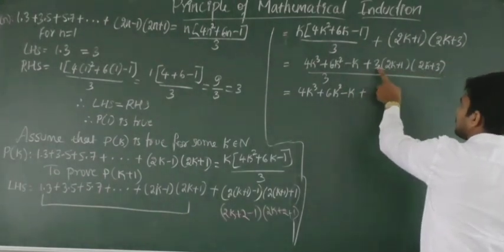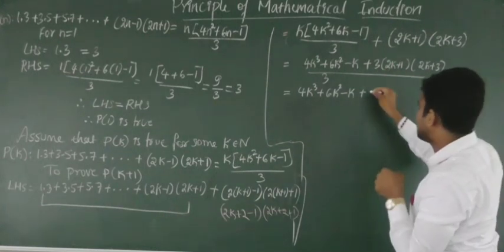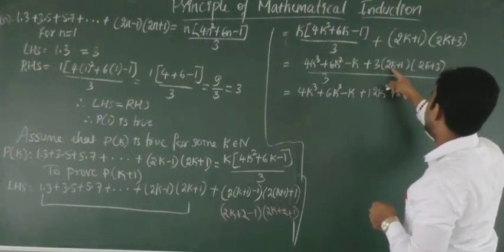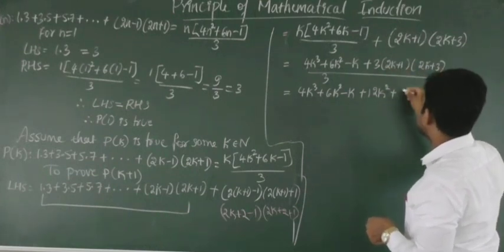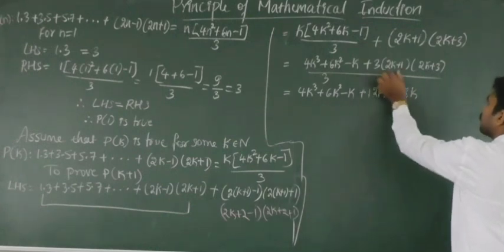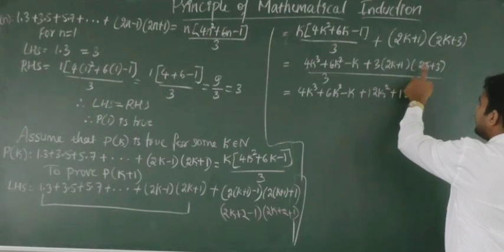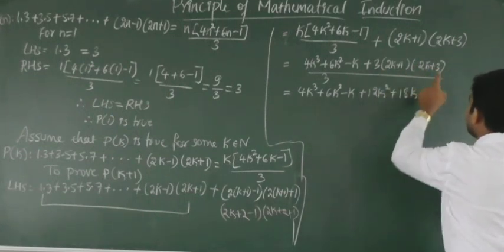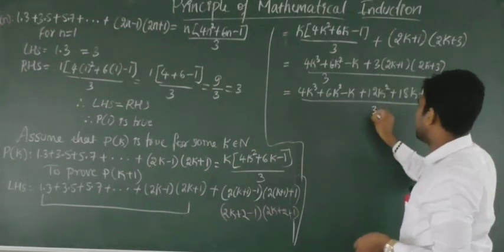Okay, see, 3 into 2k, 6k into 2k, that is 12k square. Similarly 3 into 2k into 3, that is 3 into 3 is 9, 9 2s are 18, so we will get 18k. Similarly 3 into 1 into 2k, that is 6k. 3 into 1 into 3, that is nothing but 9. Okay, whole divided by 3 we have.